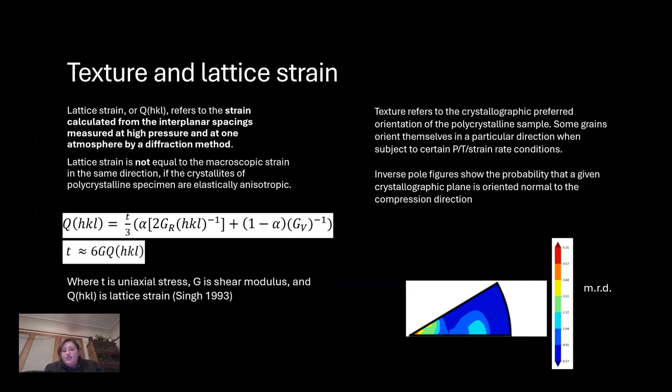And as for texture, this refers to the crystallographic preferred orientation of your sample, and this happens when grains orient themselves in a particular direction under certain conditions. And we like to show texture on an inverse pole figure, which shows the probability that a given crystallographic plane is oriented normal to the compression direction. So that's what this triangle looking thing is. And the scale bar is in multiples of random distribution. So this is a probability.